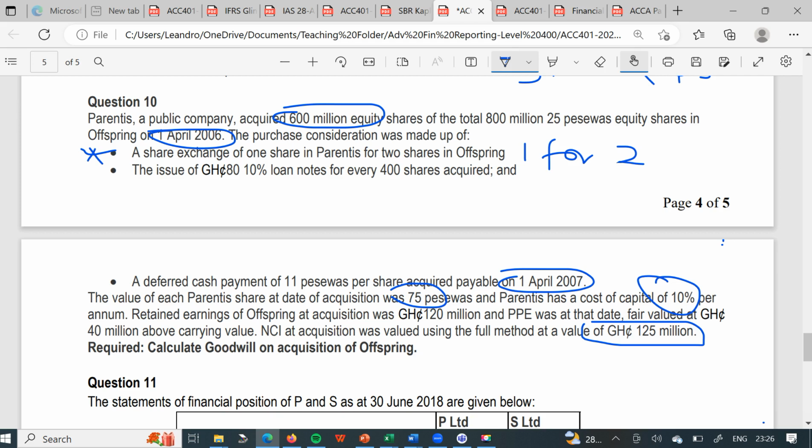Now you need to determine the net asset, your share capital, and the retained earning at acquisition. We've gone through an example. Go through and calculate the goodwill. You cannot calculate goodwill if you do not determine the purchase consideration. So that is what I'm emphasizing on for now. Go ahead, practice.